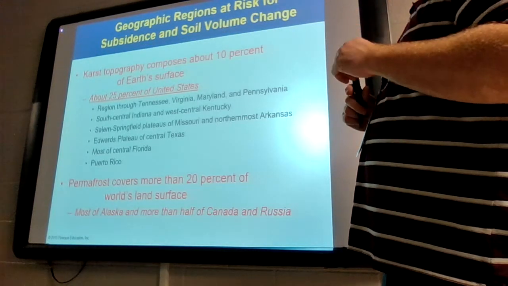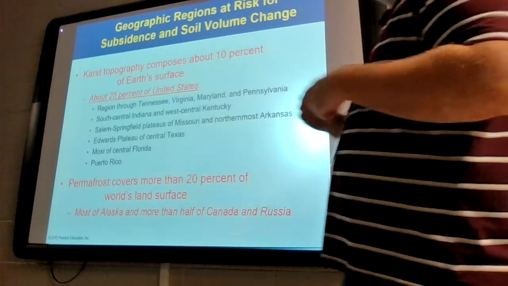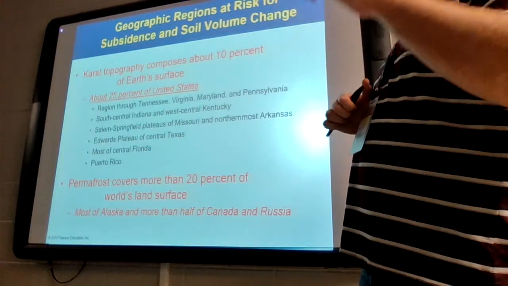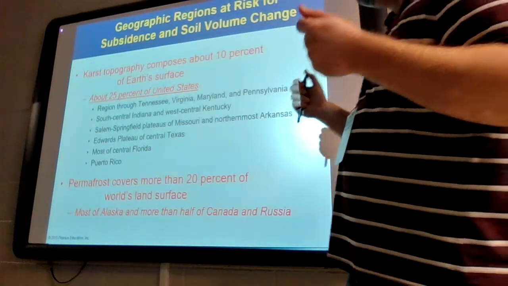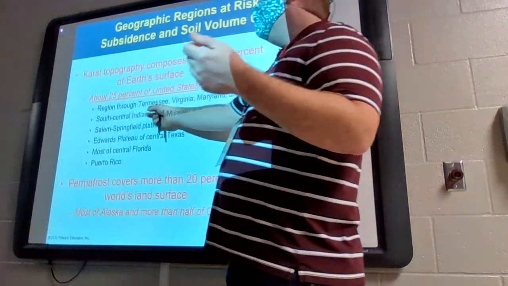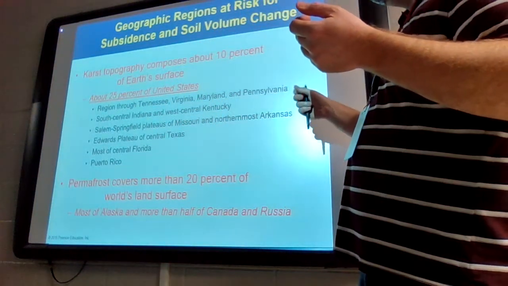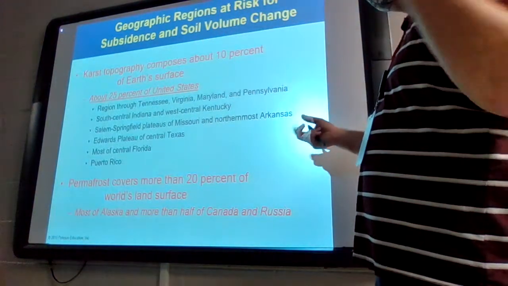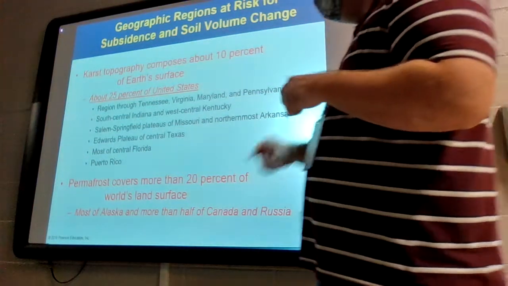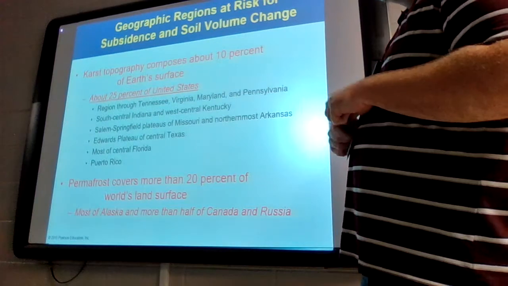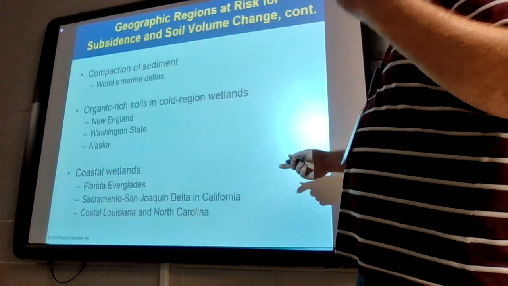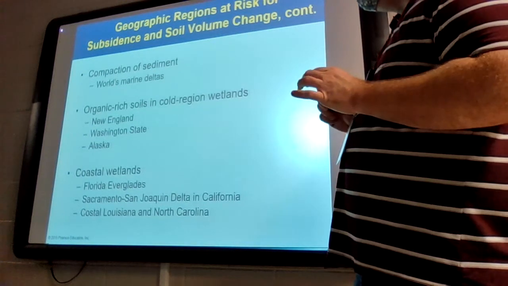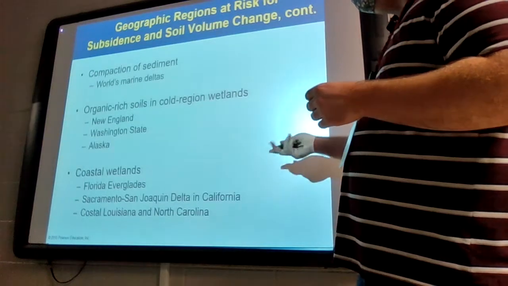So let's see, geographic regions at risk for subsidence and soil volume change: pretty much everywhere, roughly about 25% of the United States. Unless you're living on pretty solid rock, you're going to have problems from this. So a lot of Texas has this, a lot of the southeast and the eastern seaboard, Puerto Rico, most of Florida is going to have sinkhole problems and karst problems. And permafrost covers more than 20% of the world's land surface. So if you're living up in the north, you can have a lot of problems from this too. So this is just showing you a couple different problem areas in the United States.